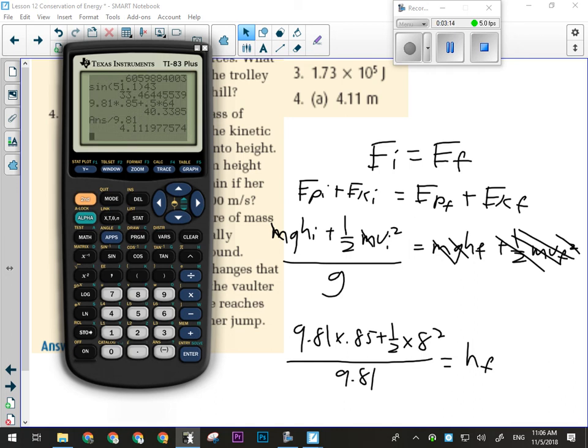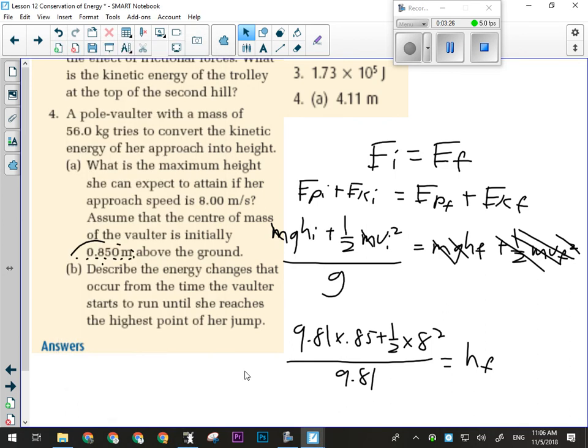All right, 4.1 meters. That is very respectable as a pole vault. That would be basically Olympic caliber pole vault. 4.1 meters is pretty high. Everybody with me on that one? Is that any different than the roller coaster questions? It's not. They all work pretty much the same.